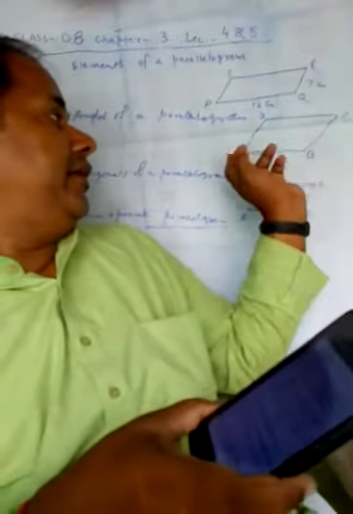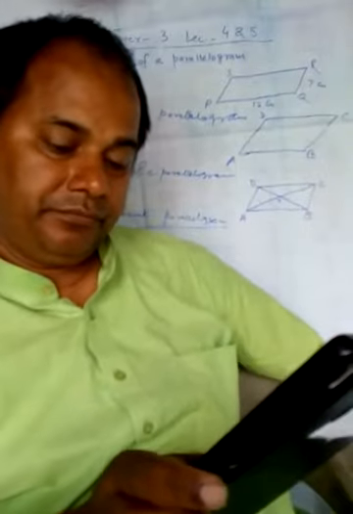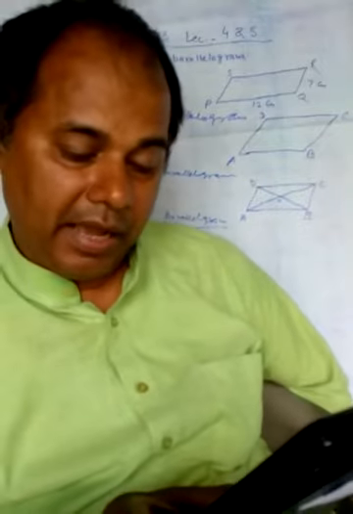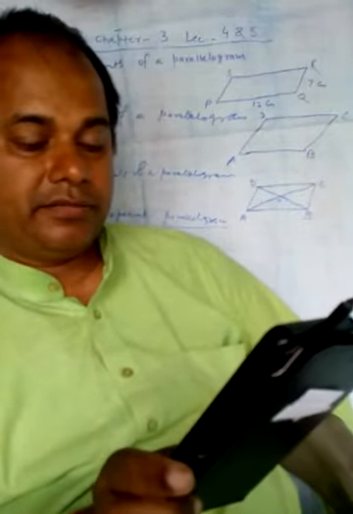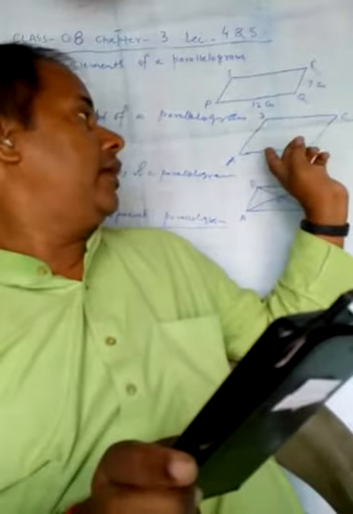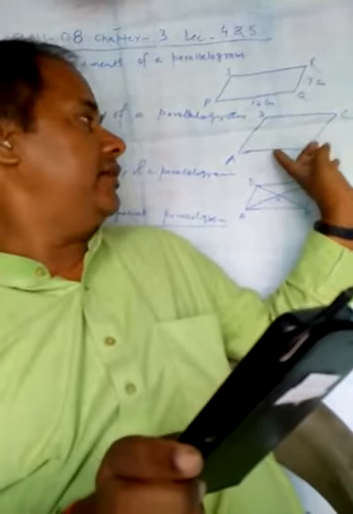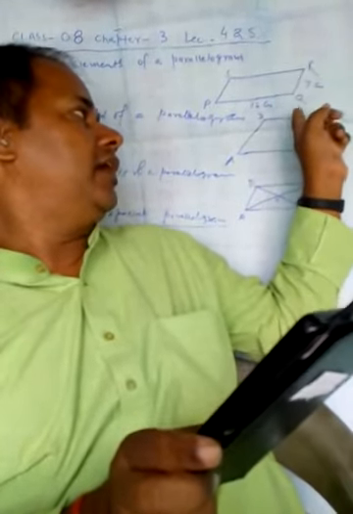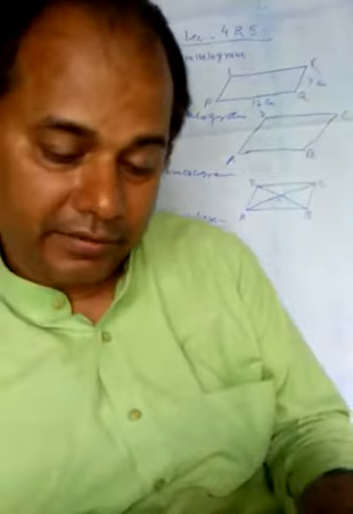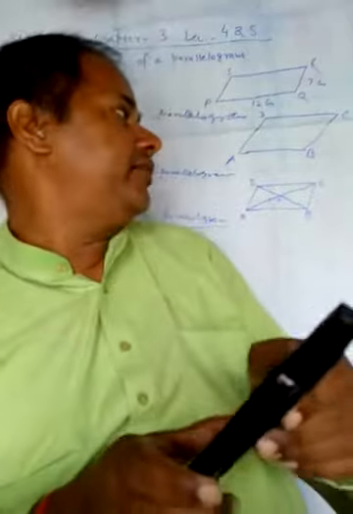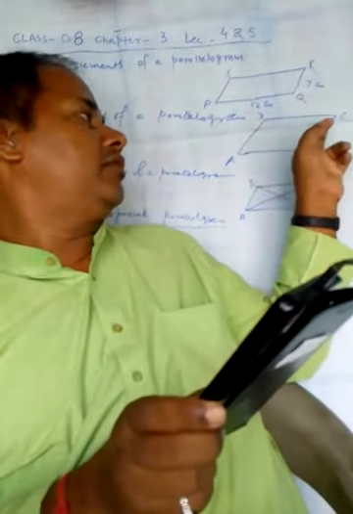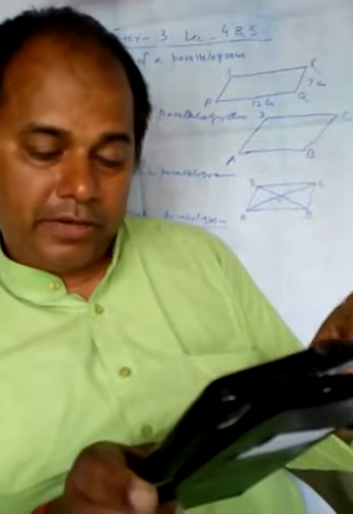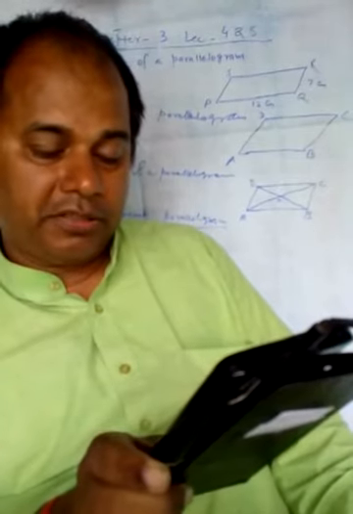Here ABCD is a parallelogram. Given a parallelogram ABCD, see the figure 3.18. AB and DC are opposite sides. This side is opposite to this side, and this side is opposite to this side. AD and BC, this side is opposite to this side, and this side is opposite to this side. So AD and BC form another pair of opposite sides.